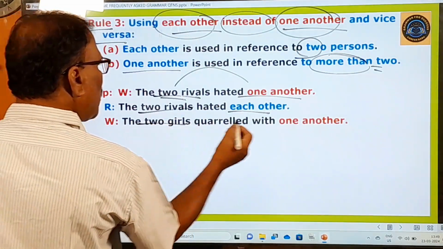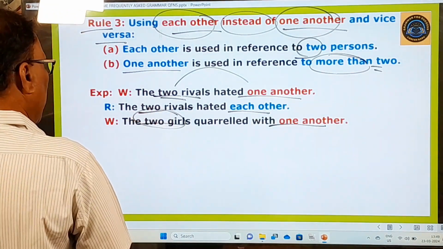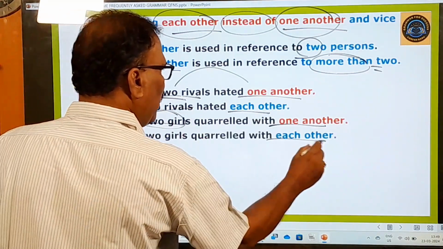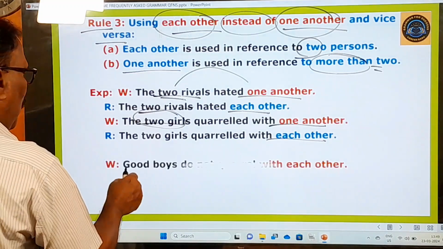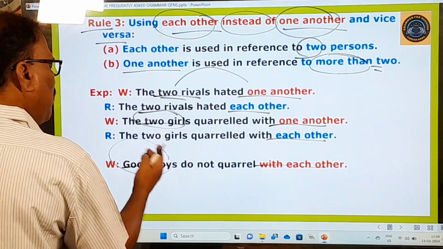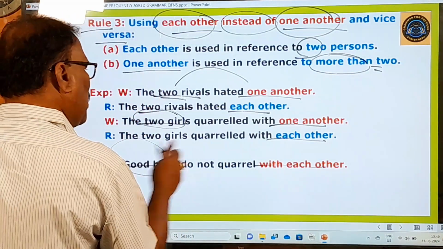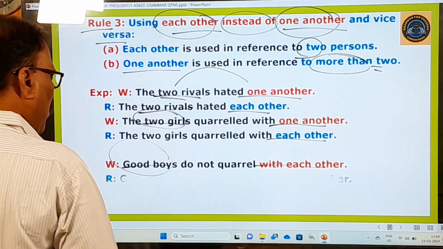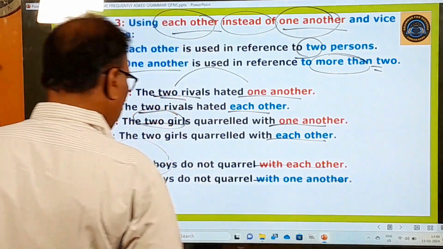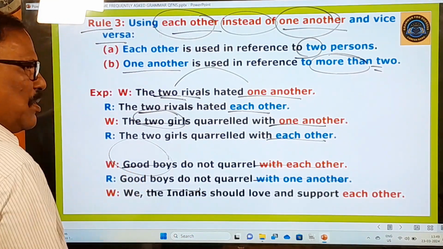Here, "the two girls quarrel with one another" is wrong, because the girls are only two. "The two girls quarrel with each other" is right. And here, "good boys do not quarrel with each other." There are so many boys, not two boys. When there are more than two boys, you should not use "each other." What should you use? "One another."